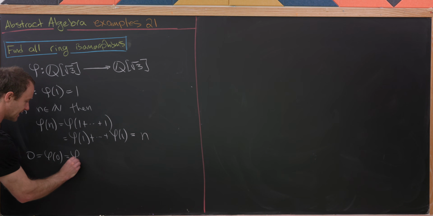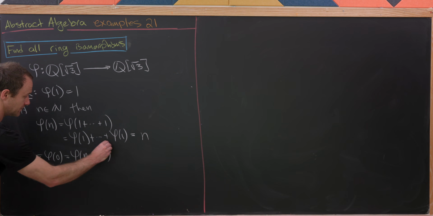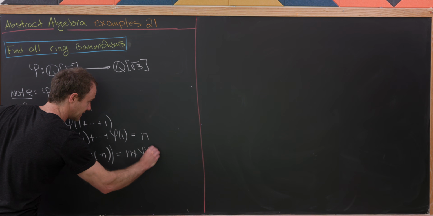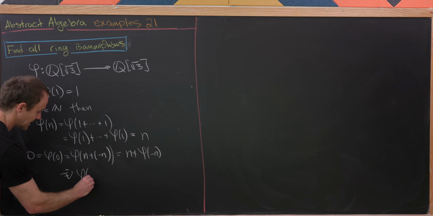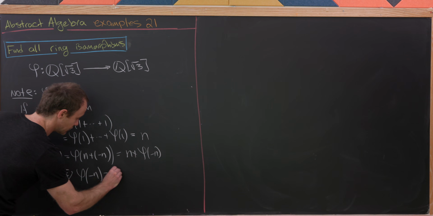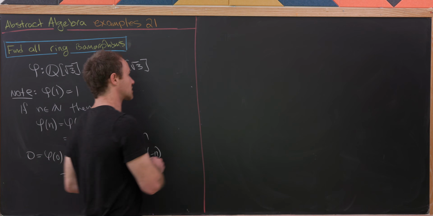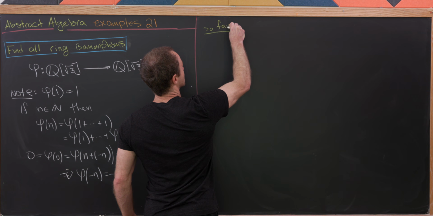But this is the same thing as phi of n plus negative n. But then that's the same thing as n plus phi of negative n. But that tells us that phi of negative n must be equal to negative n. So let's see where we are so far. So far, we have the following.